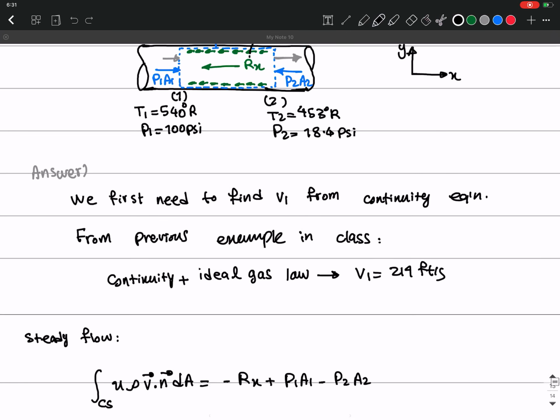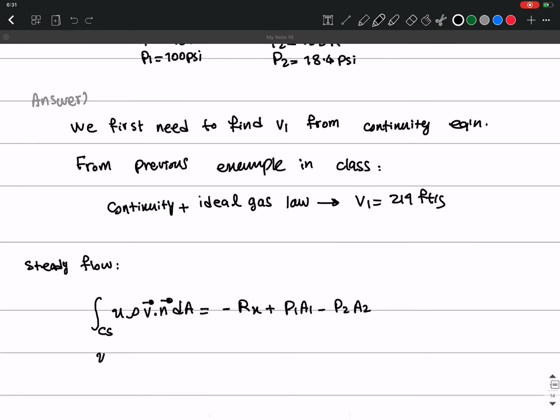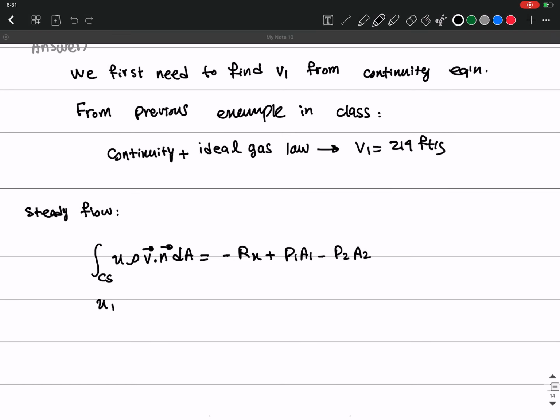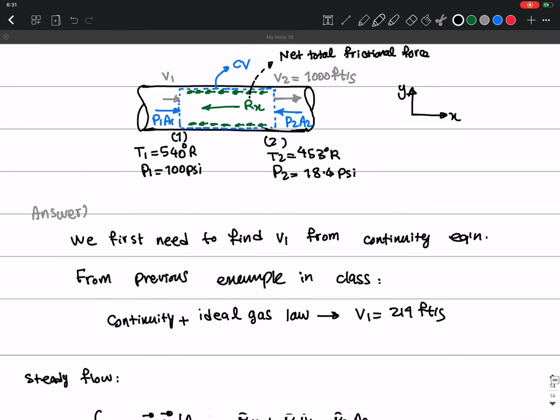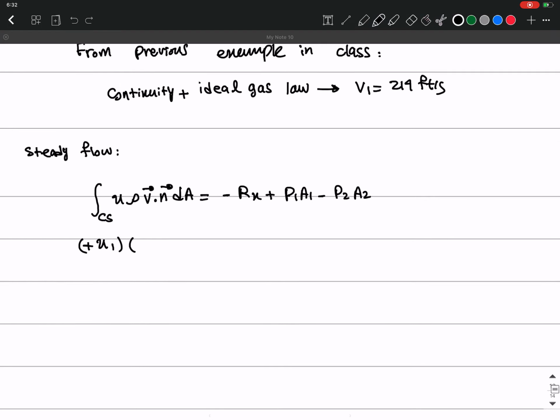So I have U1, which is in the positive direction. So I write it as plus U1. And then I have to multiply that by the mass flow rate. So is it inflow or outflow? Is it going into the control volume or is it going out of the control volume? As you see, the mass is going into the control volume. So I have to have a negative sign times the mass flow rate at 1, right?